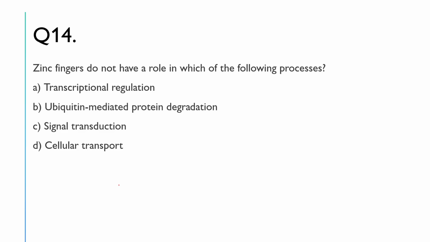Okay, I got one answer only. So here is the answer. It is cellular transport. Okay. All the cases where DNA is not involved, right? Because zinc fingers are DNA binding motifs or DNA binding domains. So in those cellular processes where DNA is not involved, that means it can't help the cell in those cases. Okay. So for cellular transport, zinc fingers don't have a role in this process.